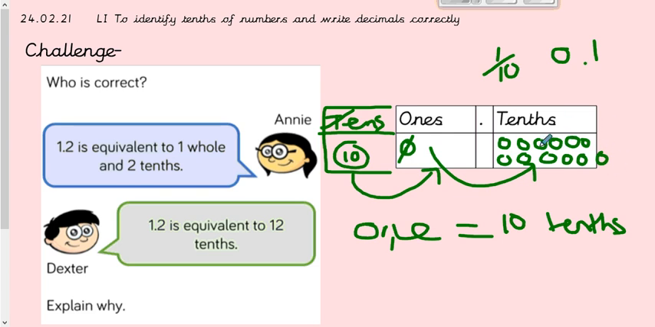So they are both correct because this is still showing 1.2. It's just that the counters have moved into the tenths. Dexter has just exchanged the ones into the tenths column. Hopefully that made sense, and hopefully by drawing it, you're able to see it as well. That's everything for today. Thank you for watching.